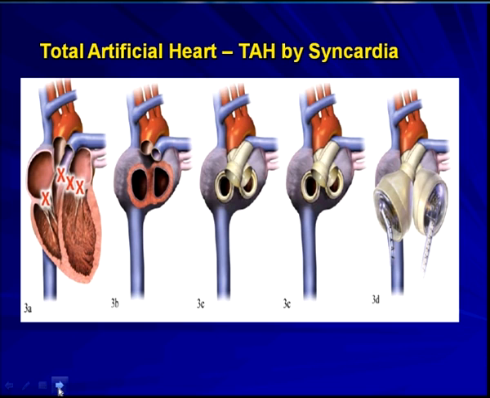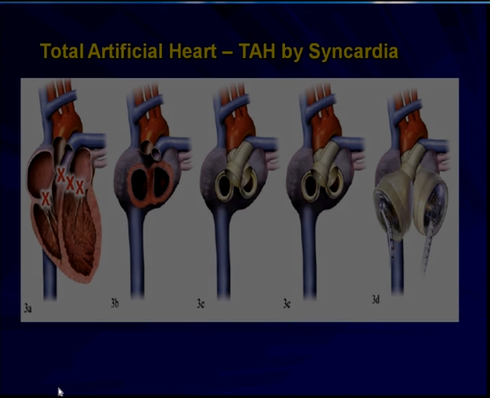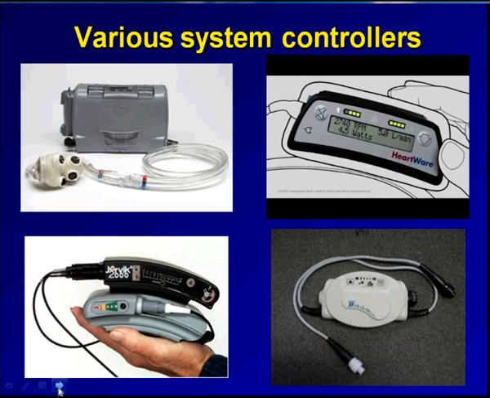And if we can go to the next slide. Each one comes with a system controller of some kind. In the top left corner, you have the Freedom driver, which goes with the total artificial heart. The picture to the right has what's called the Heartware system controller. The bottom left is the Jarvik 2000 battery and system controller. And then to the far right, bottom right corner, we have the HeartMate 2 system controller.